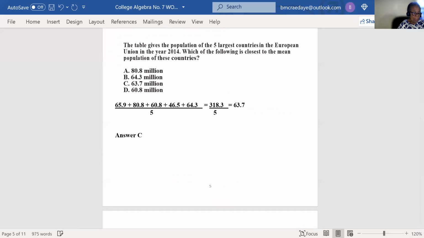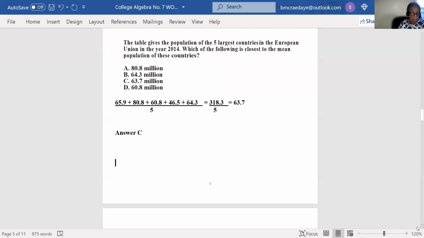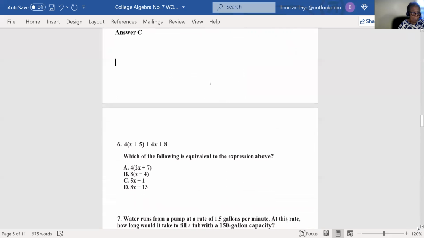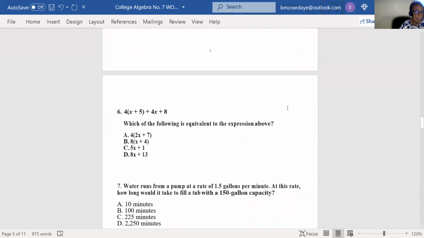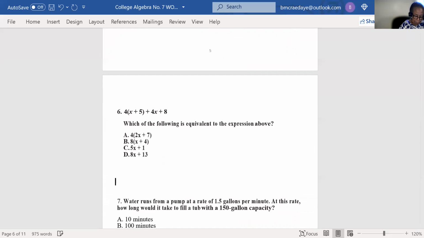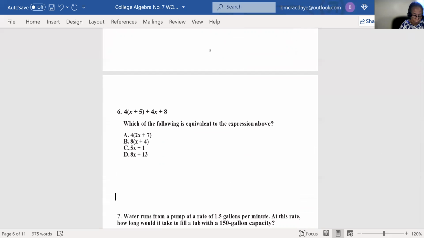Now, you're given an expression here. Notice it's not an equation. You don't see an equal sign. It's not an inequality. You don't see the inequality sign. So it's an expression. Which of the following is equivalent? Let's just take this expression.